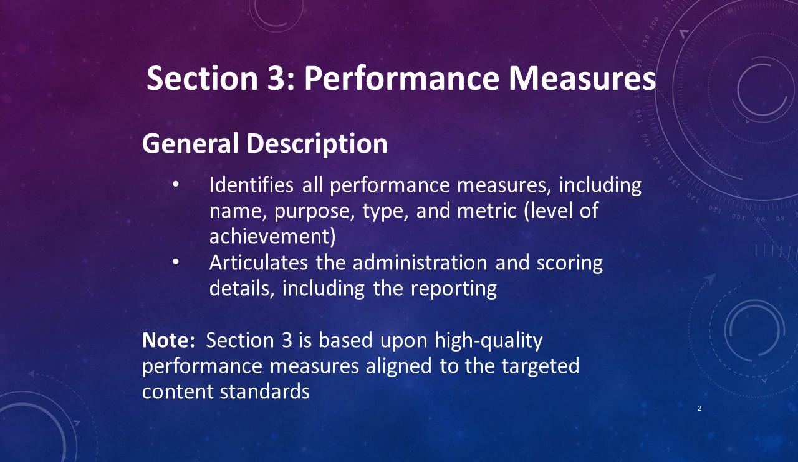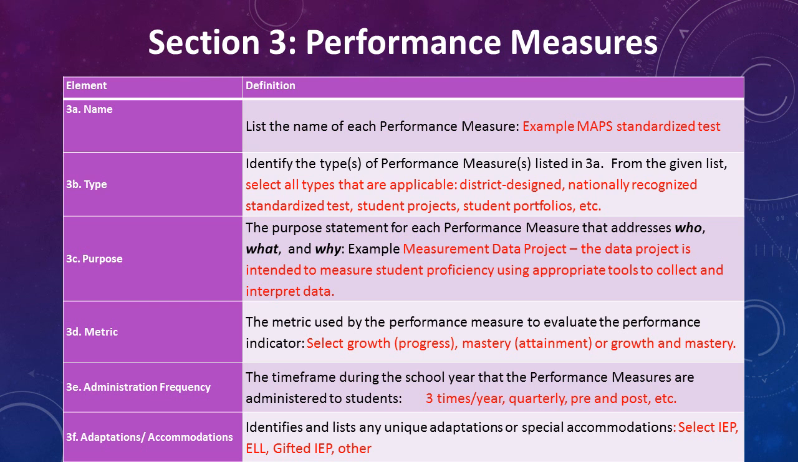Section 3 is based upon high-quality performance measures aligned to the targeted content standards. Let's explain that in further detail. Part 3A lists the name of each performance measure, otherwise known as the test, the assessment, whatever the case may be. For example, in elementary school, we have what's called a MAPS test. At the middle school and high school, we would have our CDT tests. You could always obviously use PSSA scores. You could use progress monitoring scores. There's all kinds of different performance measures that we have out there.